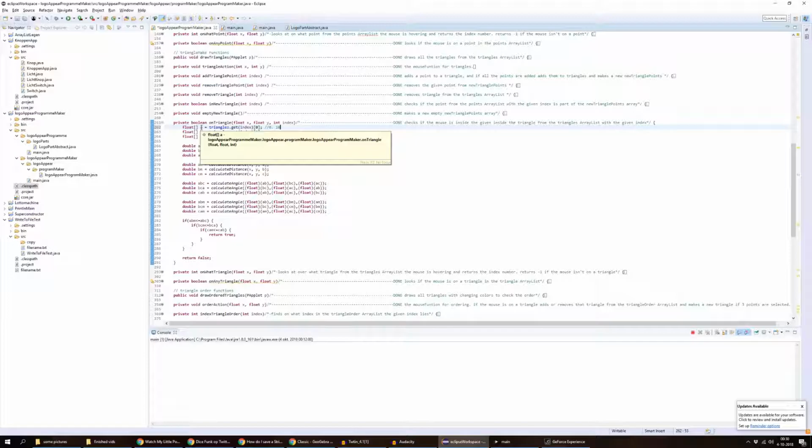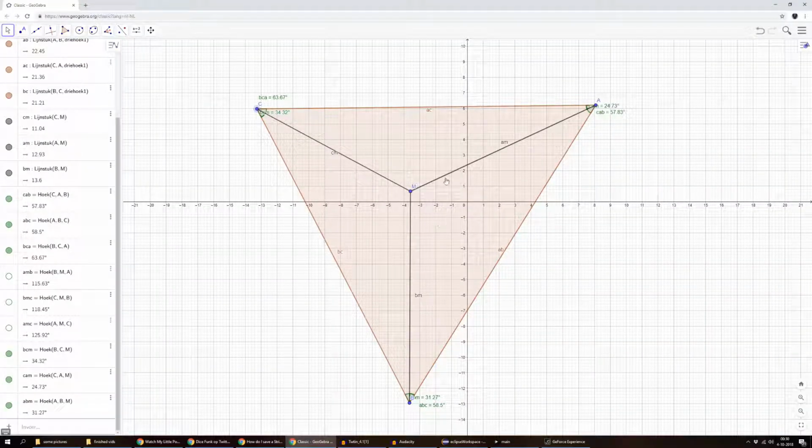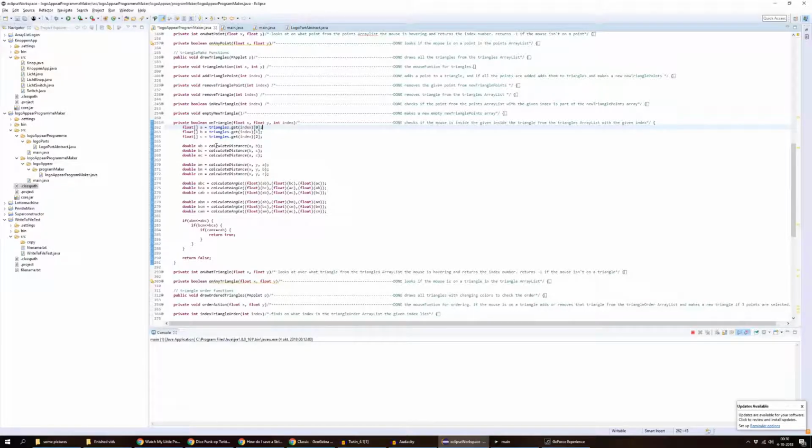Each point has an x coordinate and a y coordinate. Of course, the calculation we are going to need doesn't rely on those points. It doesn't care where those points exactly are. To calculate these angles, what we need to find is these distances. And that I do here. I get the distances of AB, BC and AC.